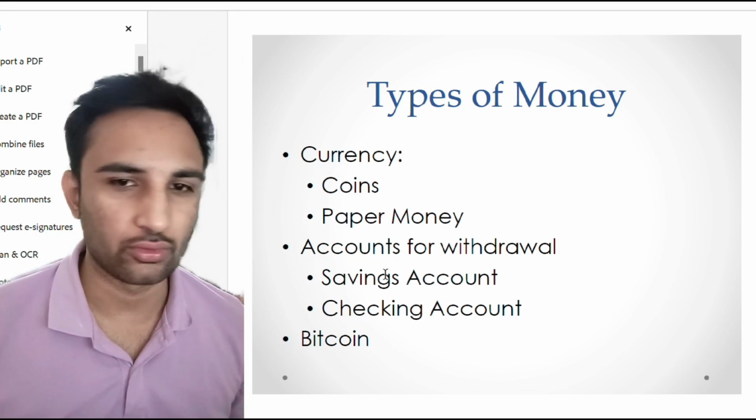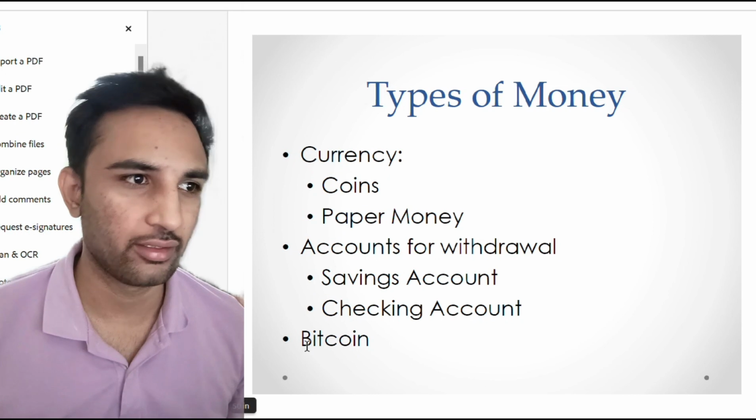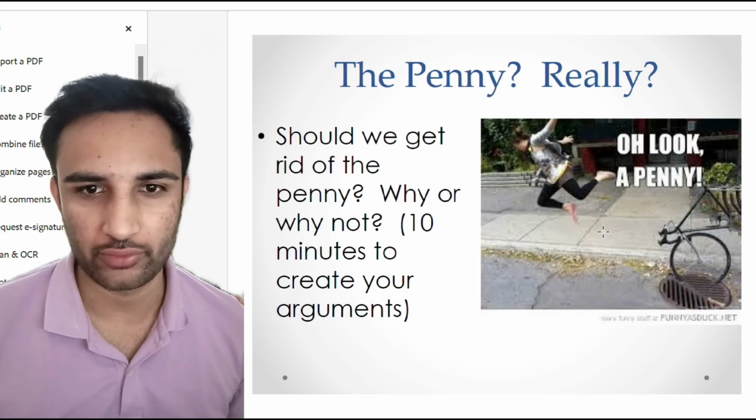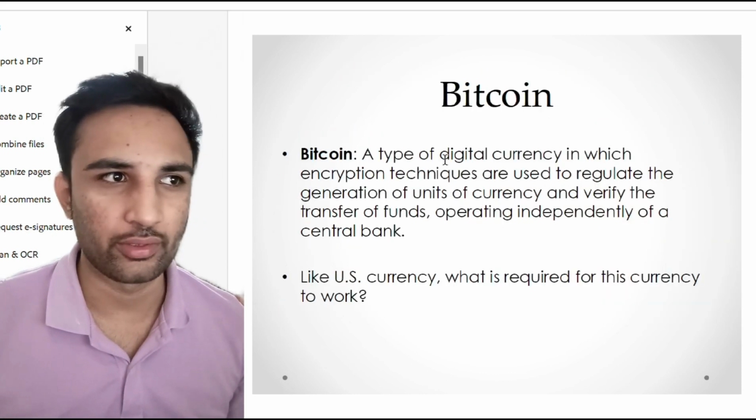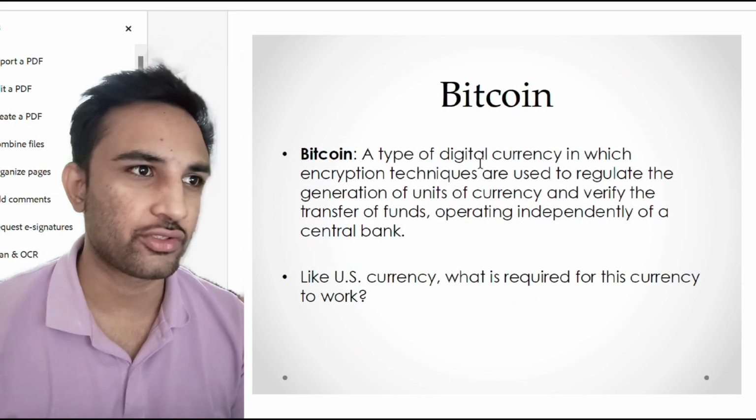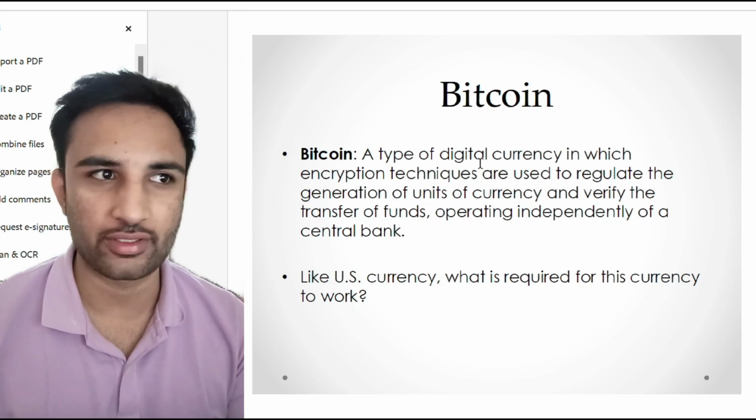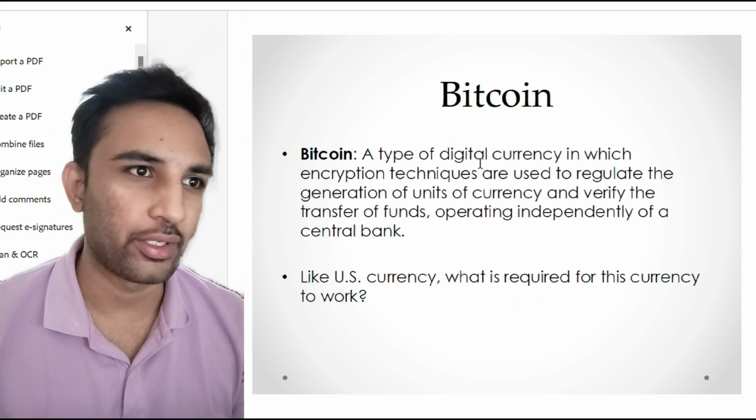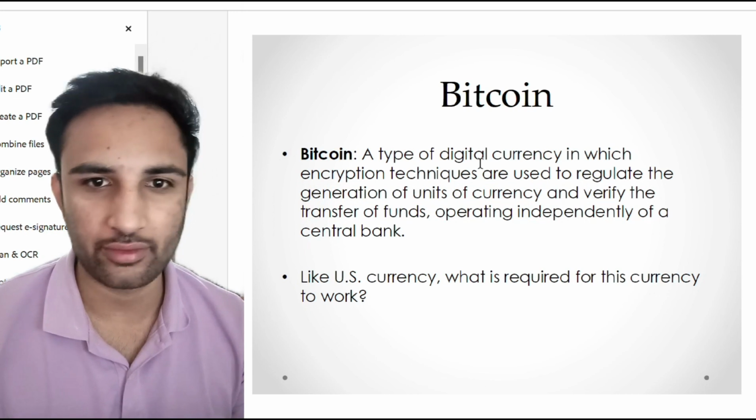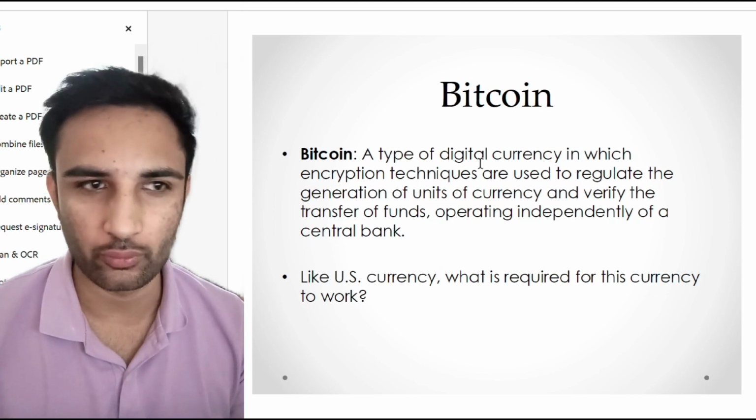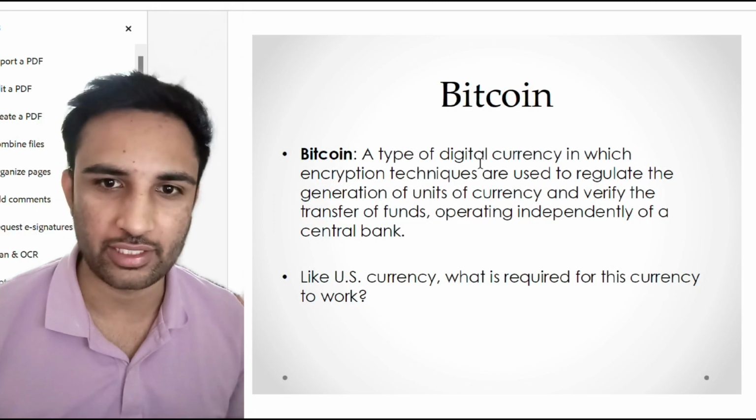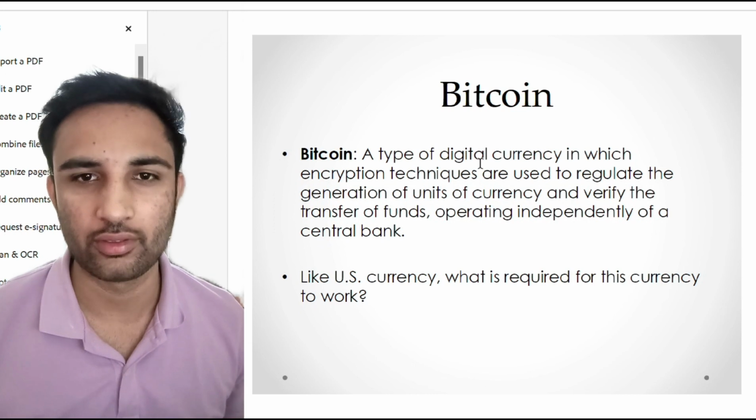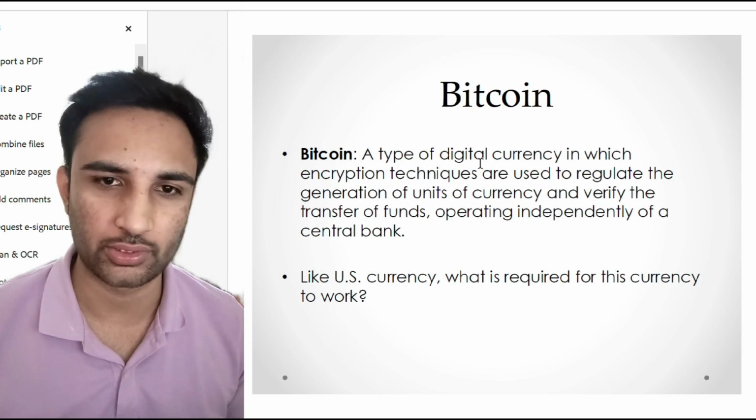Accounts for withdrawal. There are two types of accounts, savings and checking, right? And you can also own cryptocurrencies like Bitcoin, Litecoin, Dogecoin, for example. So what is Bitcoin? Bitcoin is a type of digital currency in which encryption techniques are used to regulate the generation of units of currency and verify the transfer of funds, operating independently of a central bank. So no bank owns Bitcoin. Bitcoin is a decentralized network of computers that transfer Bitcoin from one person to another.